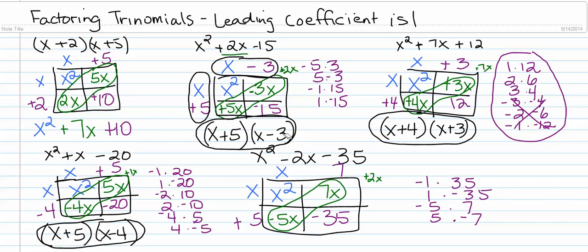Whoops, I don't know why I erased that negative sign. And a negative 7. Now, how that changes this, this one becomes the negative, this one becomes the positive, and that gives me the negative 2x that I want. So then my solution to this factoring of this trinomial is x plus 5, which is the binomial along the left side of the box, and x minus 7 multiplied together.